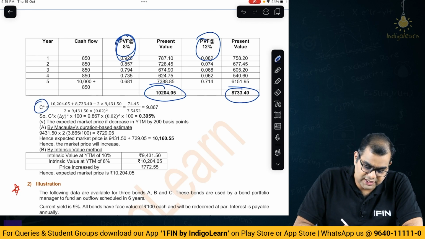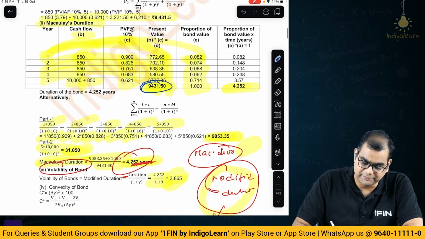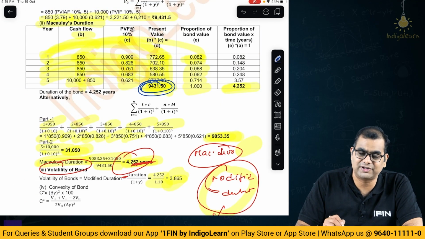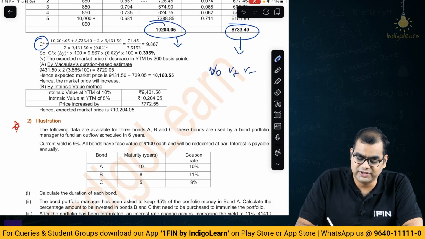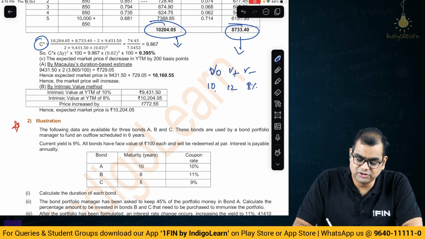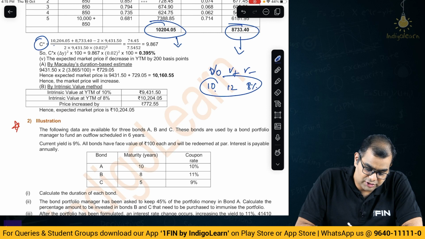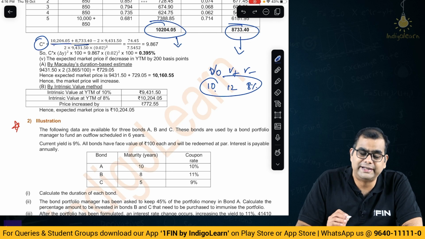Now, what is the convexity? Convexity here is whatever is the decreased price plus increased price minus 2 into original price at 10%. That is why they have taken 12%, because you need 3 prices here, V0, V plus and V minus. V0 is at 10%, V plus is where the yield is added, which is 12%, V minus is where yield is subtracted, which is 8%. So, these 3 are taken here: V plus plus V minus minus 2 into V0, divided by 2 into V0 into delta y square.